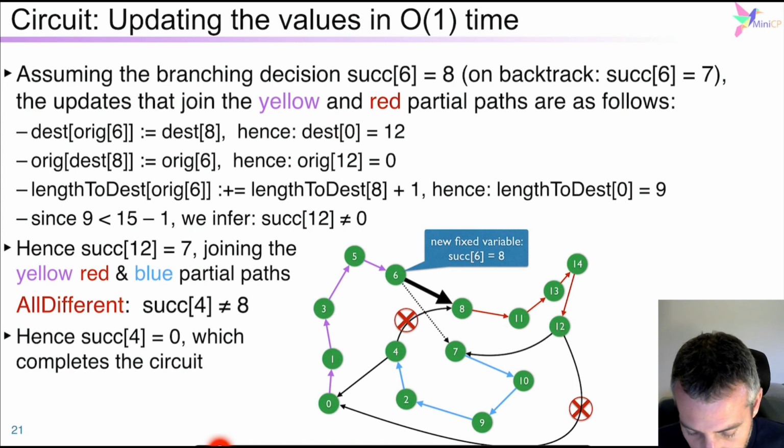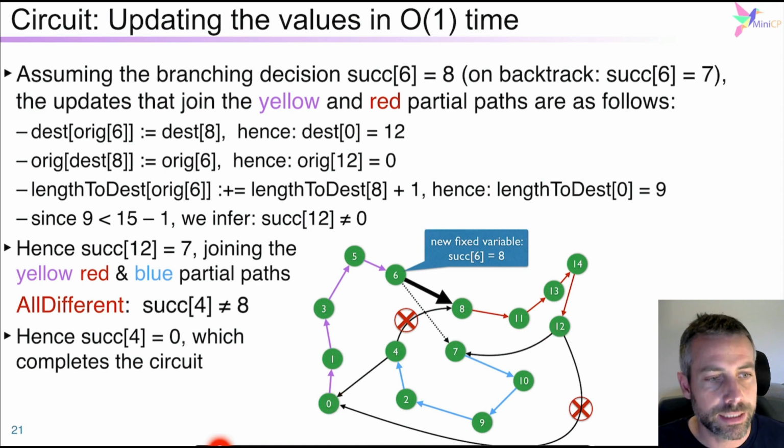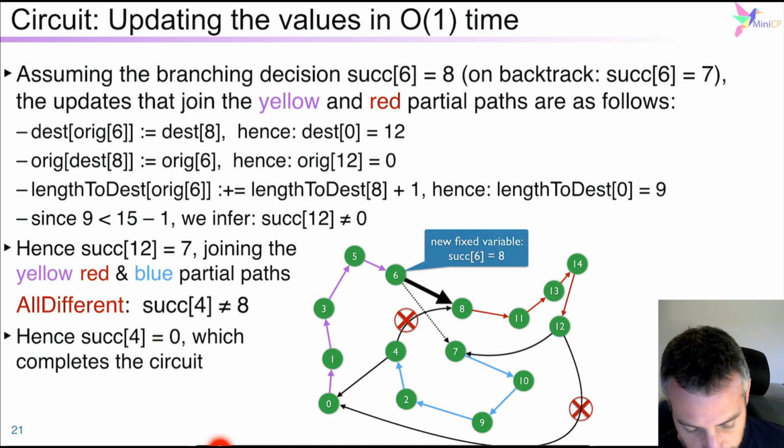Okay, this is what we do. But the origin of the destination of 8, so the origin of 12, can also be set to 0. And in terms of the length to the destination, we can also update that in constant time. The length to the destination from 0 is equal to the length to the destination that we had before, so it was 1, 2, 3, 4, plus the length of this partial path, plus 1. So the length to the destination from 0 is equal to 9, because it was 4 plus this new edge that was created in the partial path.